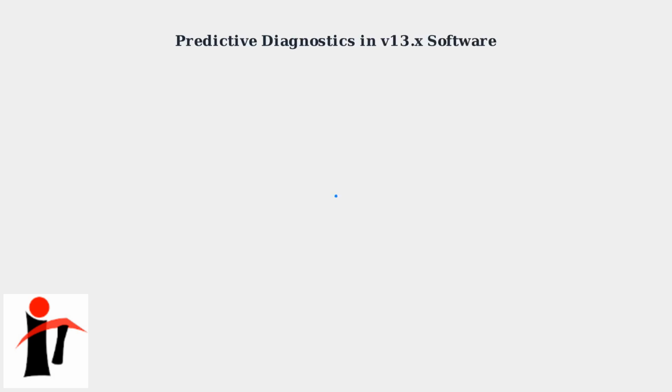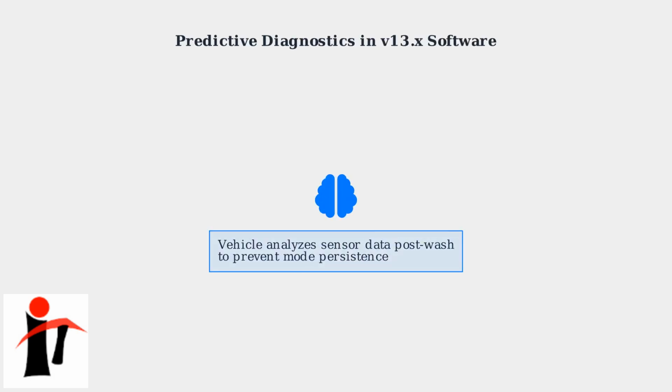In the current V13.x software, Tesla has integrated predictive diagnostics, where the vehicle uses artificial intelligence to analyze sensor data after a car wash, helping to prevent the mode from getting stuck. This autonomous approach could eliminate the need for manual fixes in the future, providing a more seamless and error-free experience for Tesla owners.